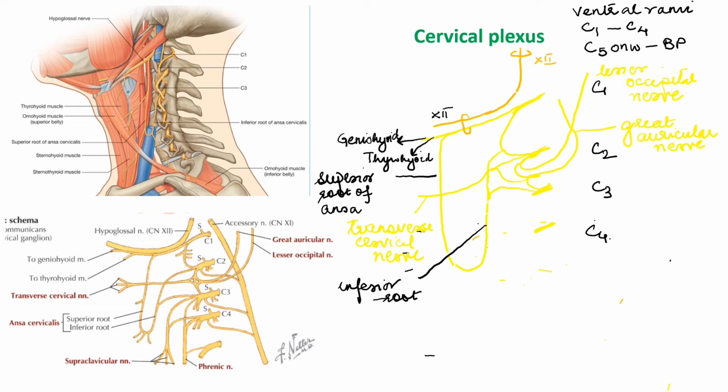Now, fibers from C3, C4 join with some fibers of C5 and form the phrenic nerve.